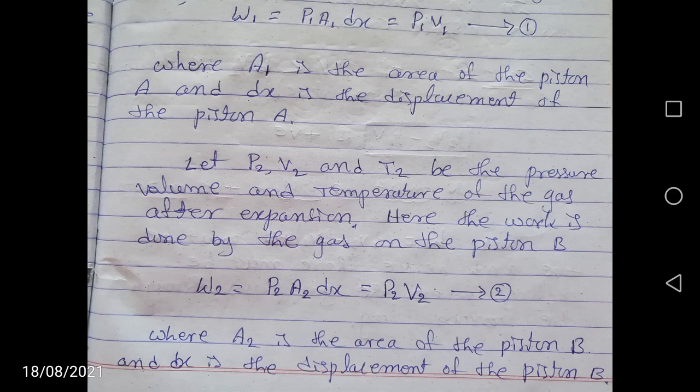Let us consider the pressure on the other side, that is the lower pressure region. P2, V2 and T2 are the pressure, volume and temperature of the gas after the expansion. That means when the gas undergoes throttling expansion, it moves on to the low pressure region and hence it expands. So after expansion, the pressure of the gas is P2, volume of the gas is V2, and temperature of the gas is T2.